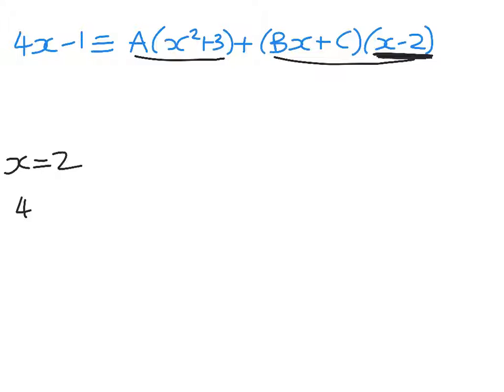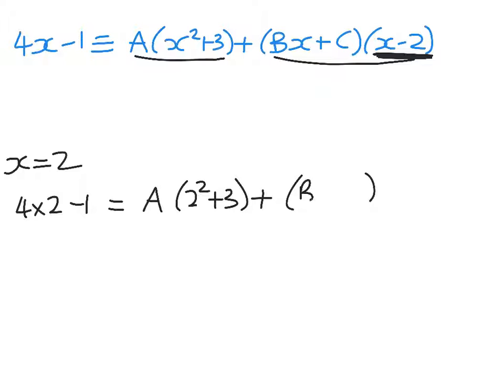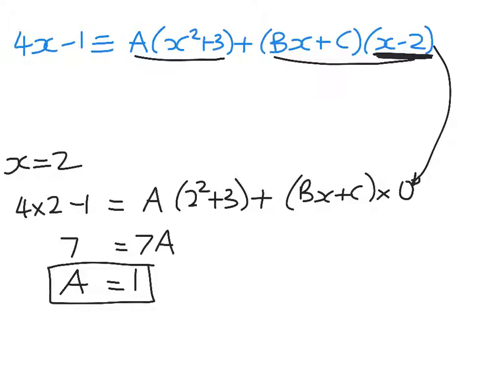On the left hand side I get 4 times 2 take away 1 is equal to A times 2 squared plus 3 plus my Bx plus C times 0, right? 0 because it's 2 minus 2. So what does that give me? Well, I get 7 is equal to 7A, and that gives me A equals 1. So that's very nice. Now what can I do next? Well, I can't substitute a value of x in here to make that 0, right? There's no real value of x that will make this 0, so we can't do that. So we have to move on to equating terms.